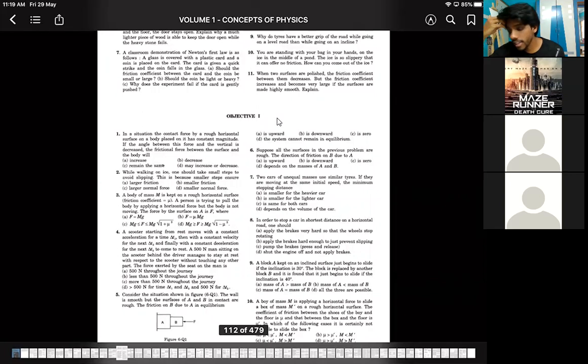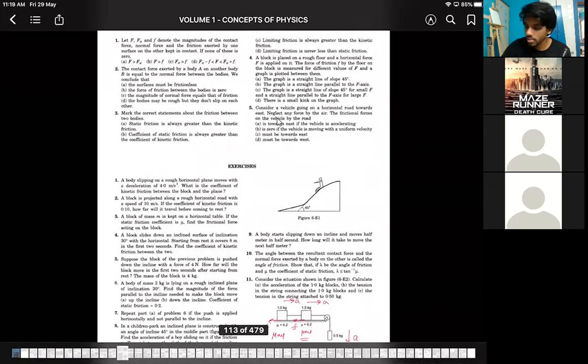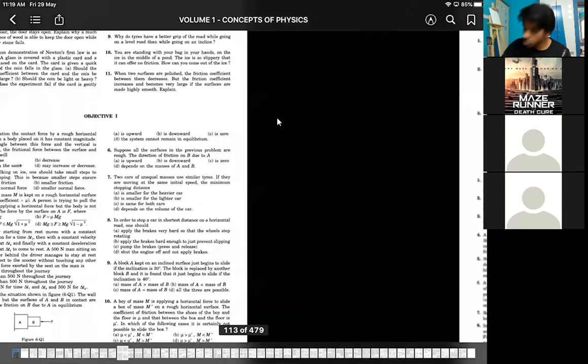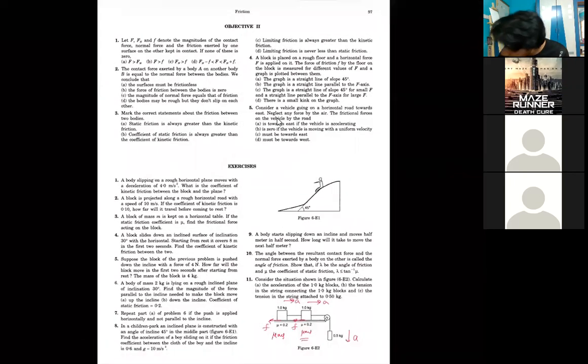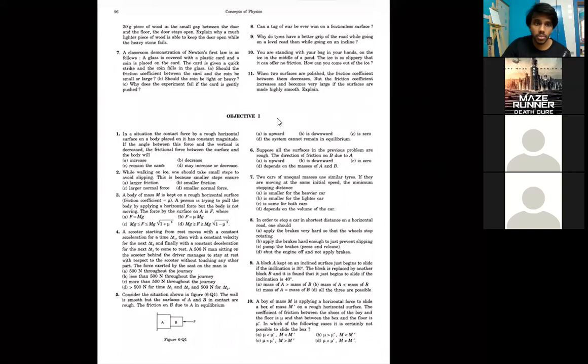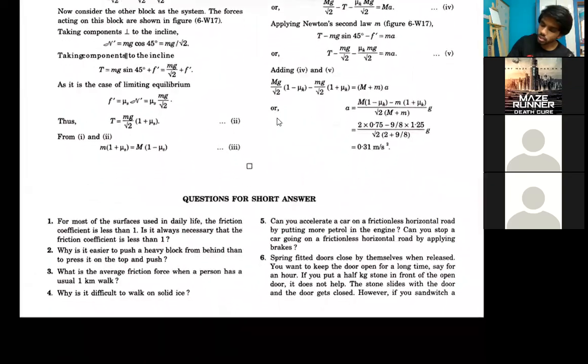Has anyone else tried the questions of objective 1 and 2? Guys? No one has actually tried those questions. How am I supposed to discuss these questions then? Please do one thing today. Please go ahead and try objective 1 and objective 2. There is objective 1, sir. So please go ahead and try these questions today. I'll just discuss them in person with you separately. Okay, let's go to the short answer questions then.